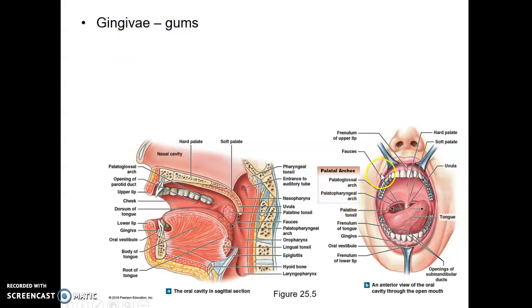The gingivae are your gums. So if you ever heard of gingivitis, that's swelling and bleeding of the gums. The hard palate, the roof of the oral cavity, and it separates the oral cavity from the superior nasal cavity. If you remember, it's formed in part by the maxilla and the palatine bone.